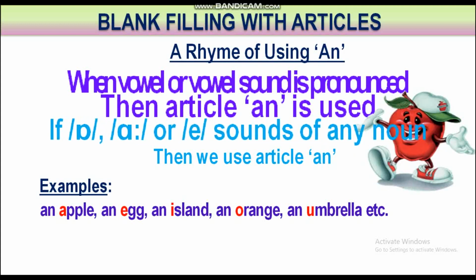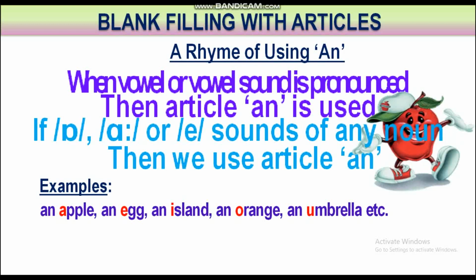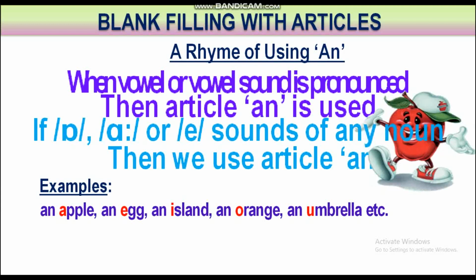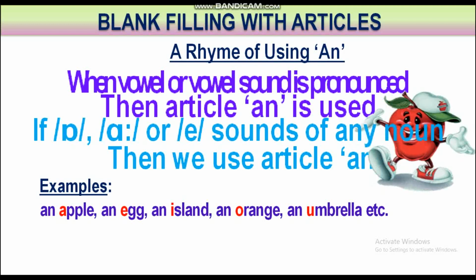Examples for the last 2 lines. If a, or a sounds of any noun, then we use the article "an". I mean, if we get a vowel sound like a, or a of any noun, starting with even a consonant, then the article "an" is used also before that noun.